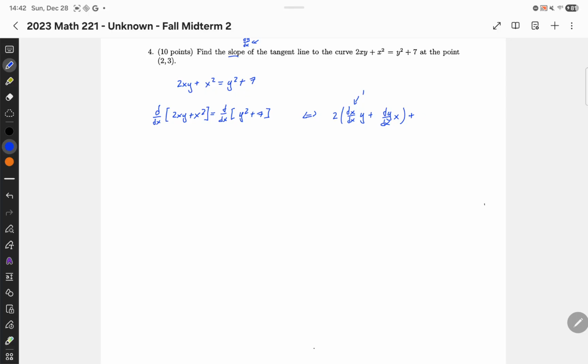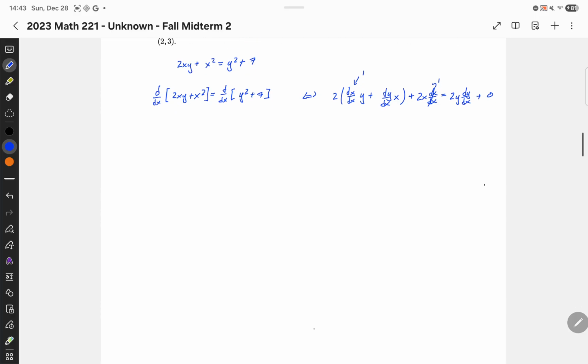Now the derivative of x squared is going to be 2x. And again, I'll go ahead and write dx over dx, but we of course know that this is going to simplify to 1. And this is equal to the derivative of y squared. That is going to be 2y times dy dx. And plus 7, the 7 goes to 0. So I'll go ahead and write it just for completeness.